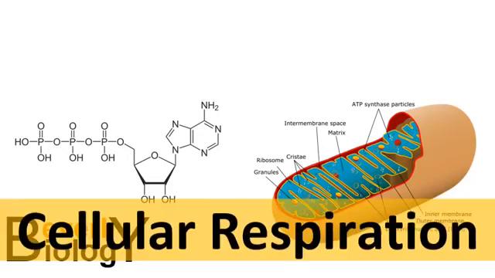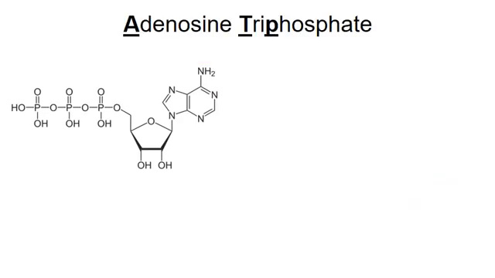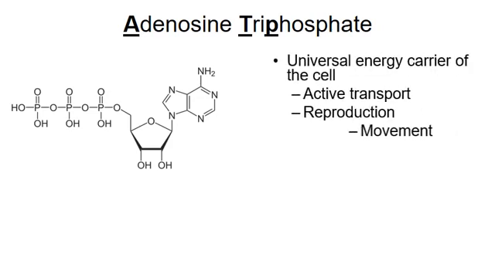Okay, so the topic of this video is cellular respiration. Let's go ahead and get started. So right here, this molecule, adenosine triphosphate, this is why the cell performs cellular respiration. It's trying to make this because ATP is the energy molecule used by the cell.